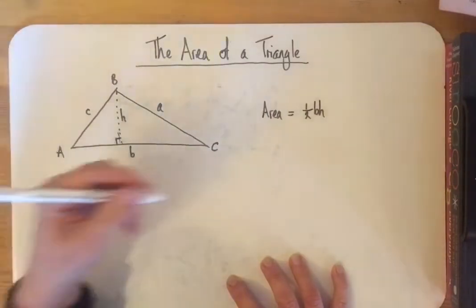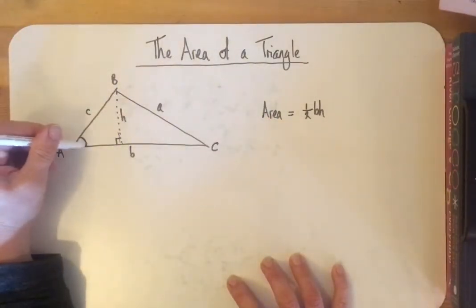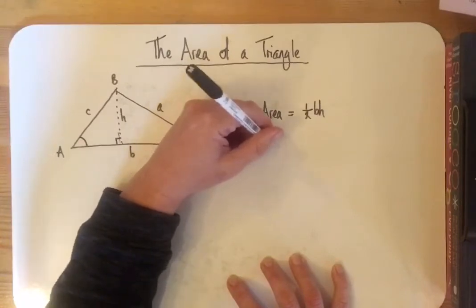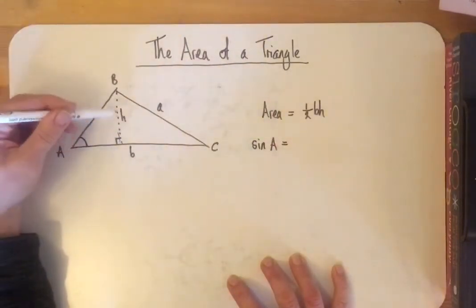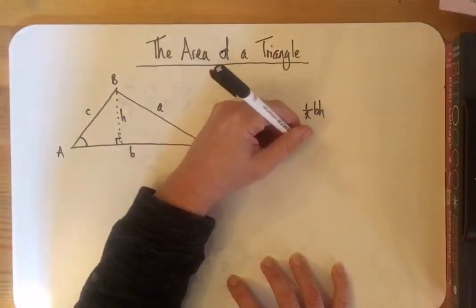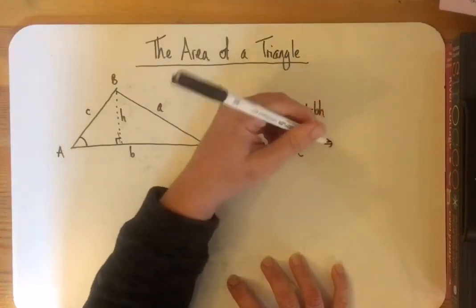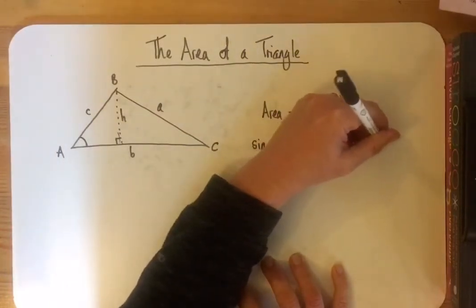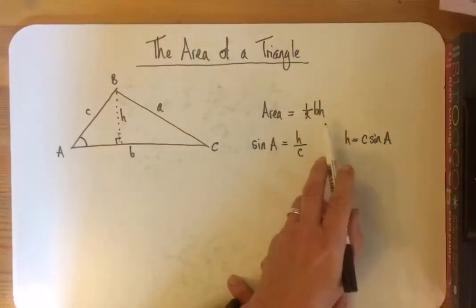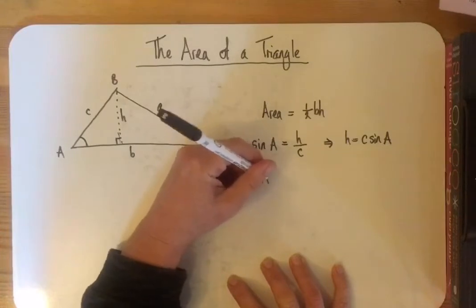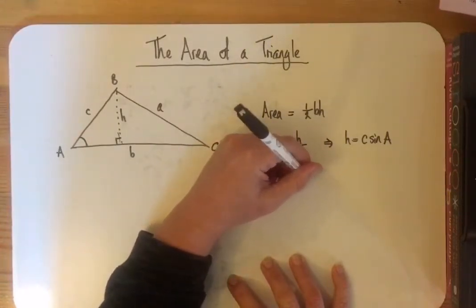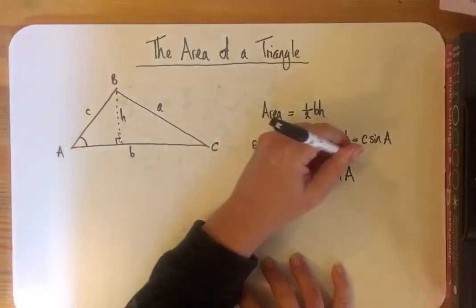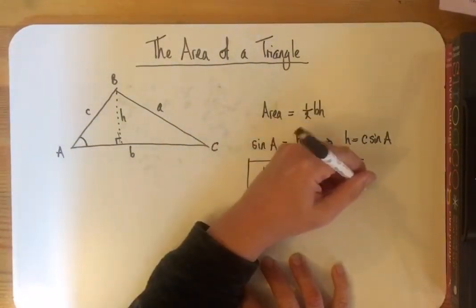But we know that sine of this angle A is equal to opposite over hypotenuse, which is H over C. And so this height is equal to C sine A. So if I substitute C sine A into H, then the area is equal to a half B C sine A. So you're expected to know and be able to use that as well.